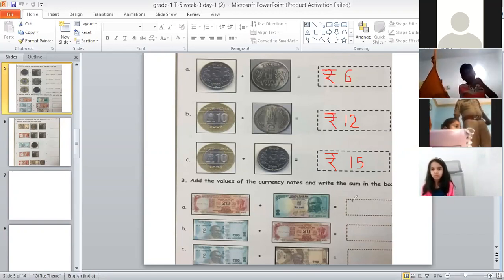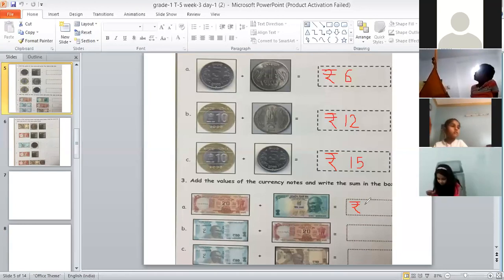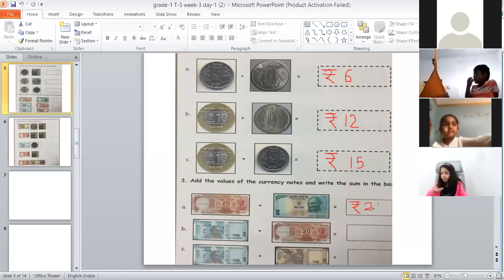Yes, children, 20 plus 5 is 25. So we will make a rupee symbol here first, and then we'll write the answer. Answer is 25.